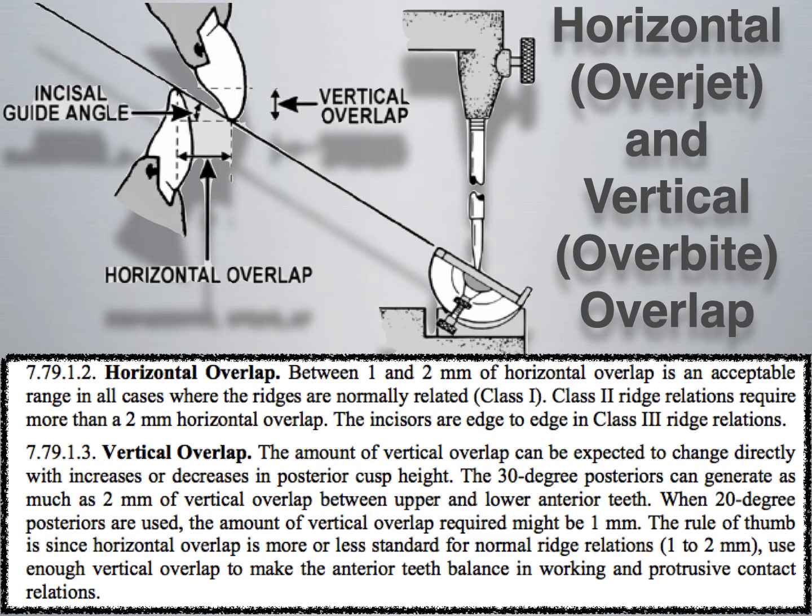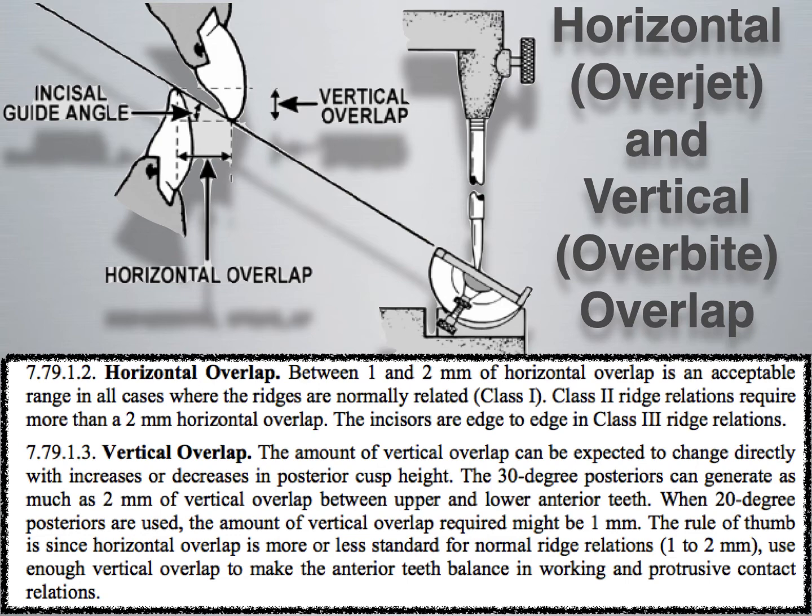So horizontal overlap. Between 1 to 2 millimeters of horizontal overlap is an acceptable range in all cases where the ridges are normally related in a Class 1 occlusion. Class 2 occlusion, or Class 2 ridge relations, require more than a 2 millimeter horizontal overlap. If you recall, Class 2 means that you have a retrognathic bite. Your lower jaw is positioned back in association to your maxillary. The incisors are edge to edge in a Class 3 ridge relationship. So usually incisal edge to incisal edge, although an underbite can exist in patients that are severe Class 3. Also, Class 3s are very synonymous with crossbites.